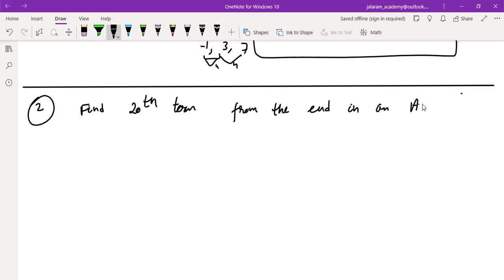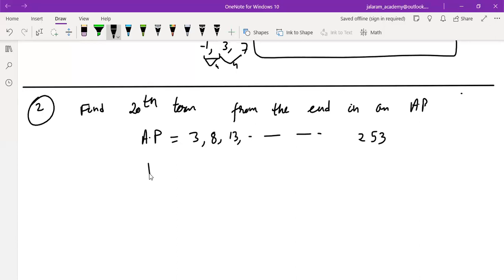What is the AP? 3, 8, 13, till 253. 253 is the last term. Okay. So we have to find the 20th term from the end.